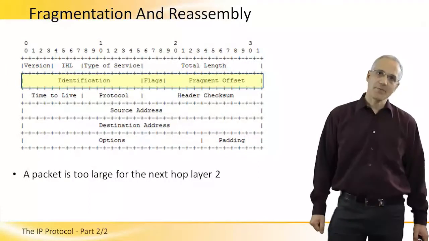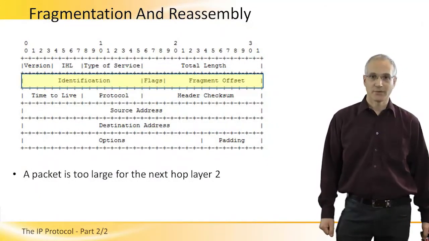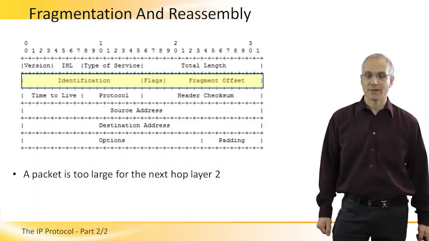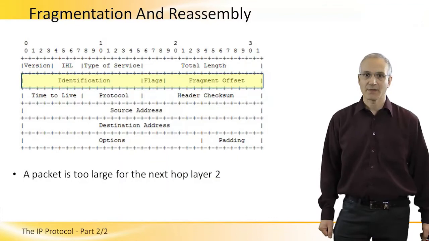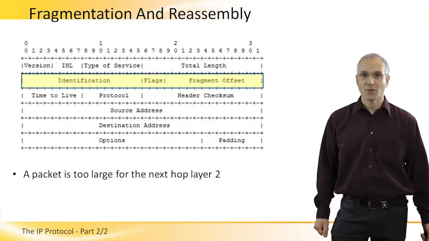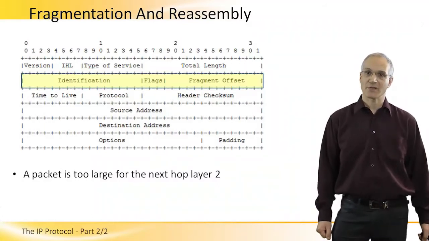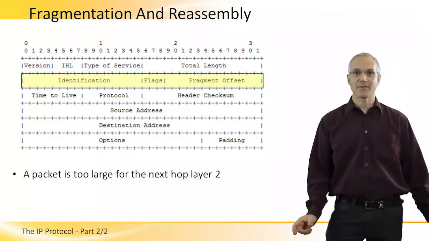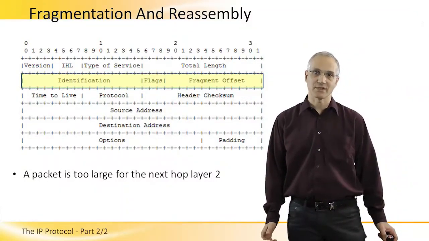As we said, IP can run on any layer 2 protocol. What happens if an IP packet arrives at a router and the next hop medium it needs to travel cannot accept packets that are as large as this one? What IP does is take the packet and fragment it into smaller fragments and then reassemble them all back to the original IP packet at the receiving host.